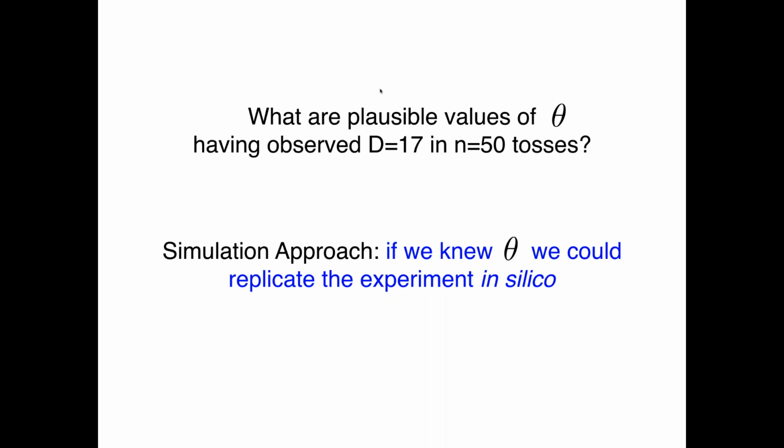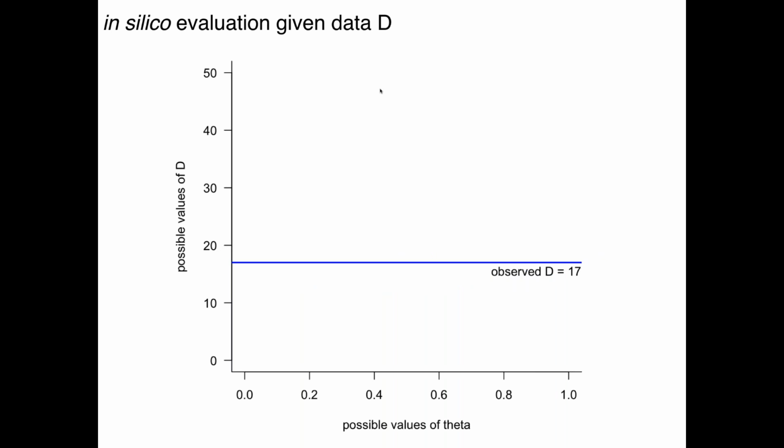So in this first part of the simulation, suppose we happen to know this long-run relative frequency theta. If we did, we could surely run the experiment in the computer and replicate it. This little panel is set up to understand replications of this tack tossing experiment. I've got possible values of theta on the horizontal, and possible values of data on the vertical, and the observed value of the data is the 17 times that the tack faced point down out of 50 trials.